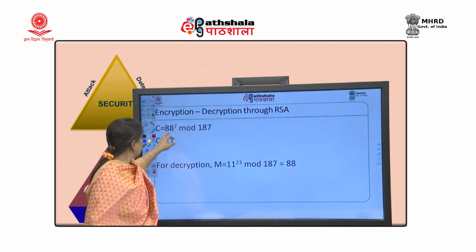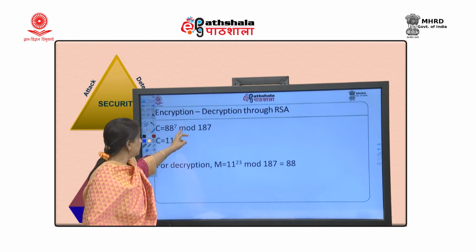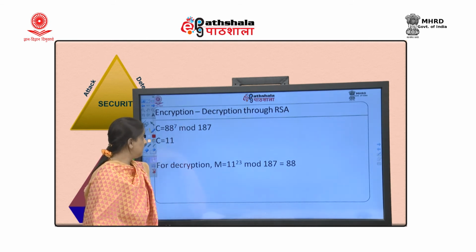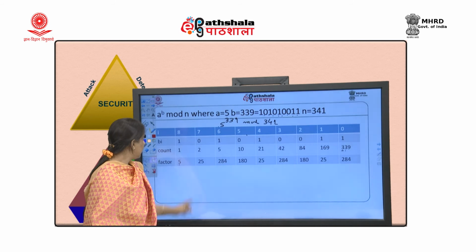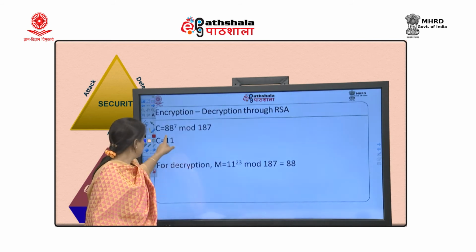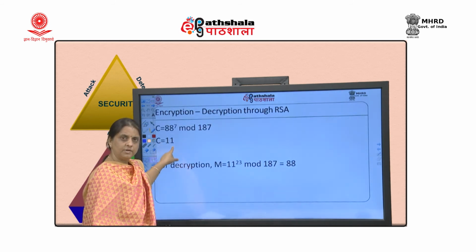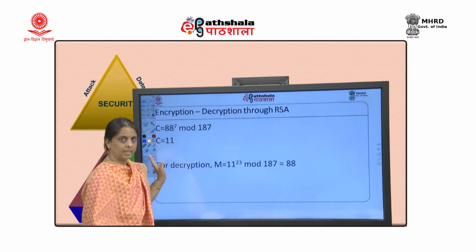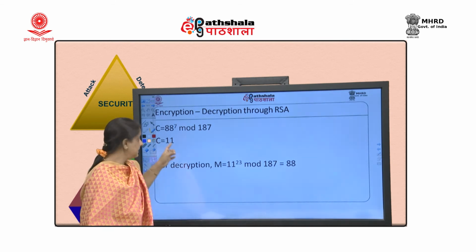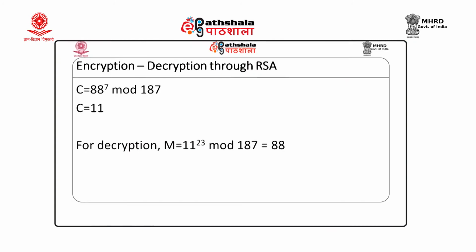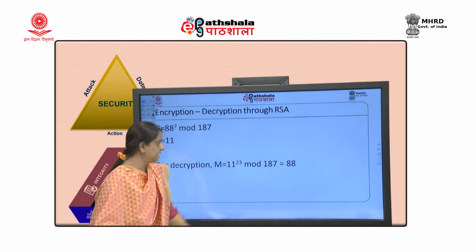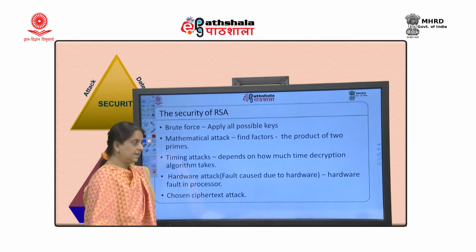So, now we have a solution. When we go for 88 raised to 7 mod 187, apply the square and multiply algorithm in this way and compute the c, and c would result in 11. This is left as an exercise, applying the algorithm and finding the value 11. For decryption, our decryption key is 23. So, take the ciphertext 11 raised to 23 mod 187, that would result in 88.